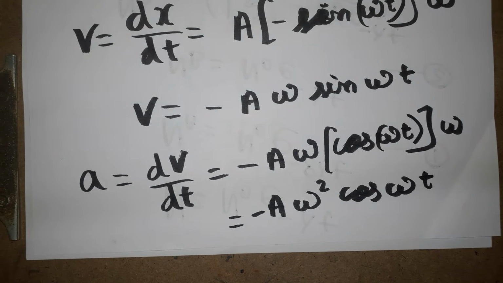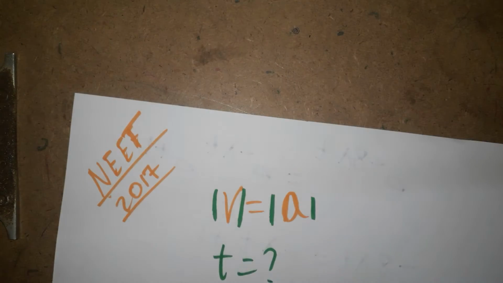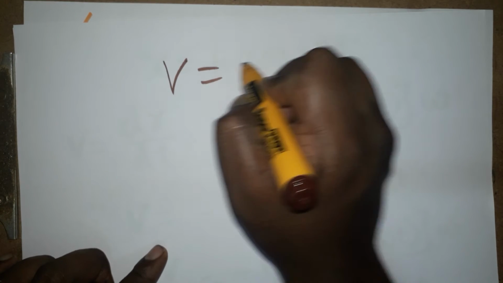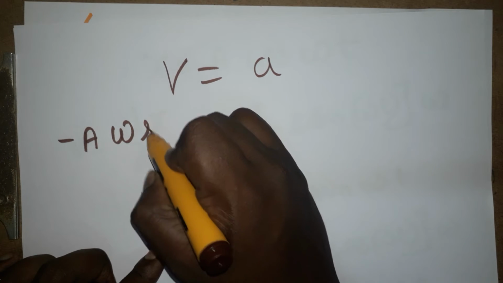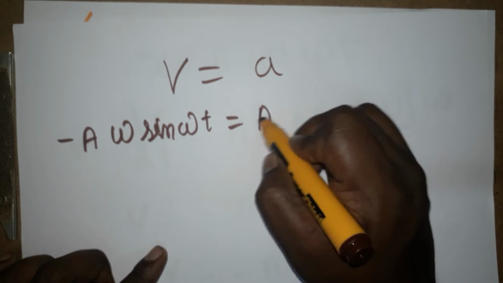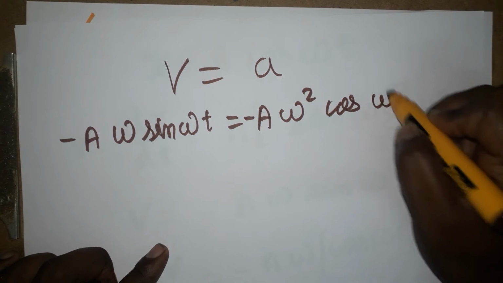Now we will see the relation between A and V. The first thing I want to tell you is what is given in the question. Actually, the question says acceleration is equal to velocity, V is equal to A. So V I got minus A omega sin omega t, and acceleration I got minus A omega square cos omega t.